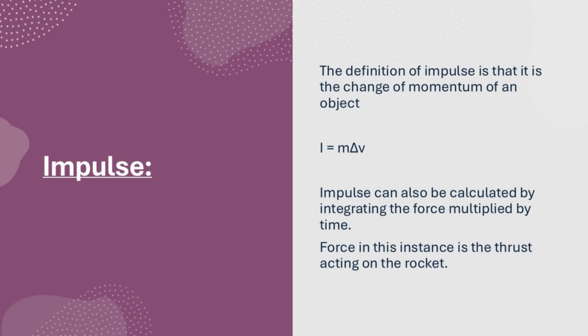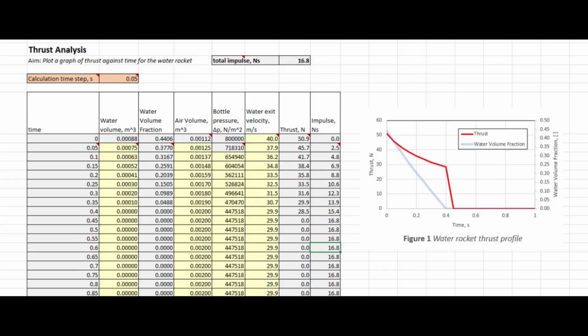Impulse is the change of momentum of an object. Total impulse can be calculated by integrating the force multiplied by the time. Force in this instance is the thrust acting on the rocket. The maximum instantaneous impulse in this simulation is shown to be 16.8 Newton seconds.